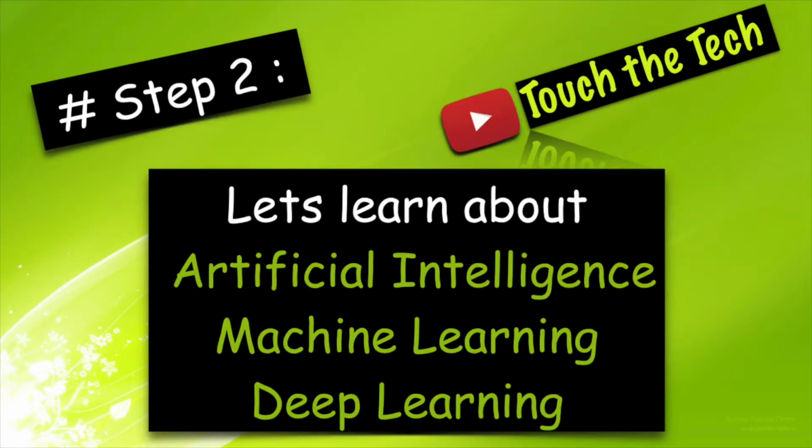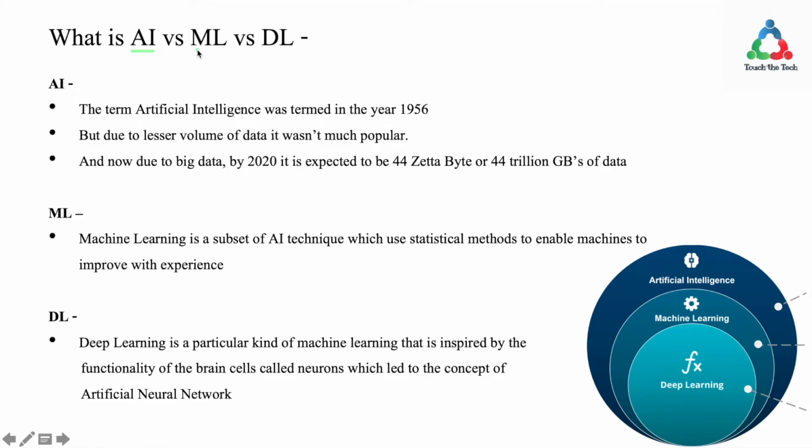We have to see what artificial intelligence is, what machine learning is, and what deep learning is. Artificial intelligence was termed in the year 1956. It wasn't very popular then, but because big data has come into the picture, it is expected that by 2020 there will be about 44 trillion GBs of data. That is huge, right? Machine learning is a subset of artificial intelligence and deep learning is a subset of machine learning. Very simple, isn't it?